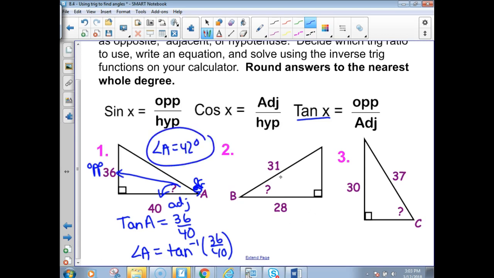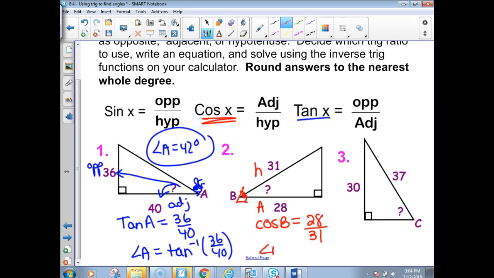Okay, the next one, a little different. The question mark is by the angle B. So now I'm looking from angle B, and I say, well, the side opposite is blank. The hypotenuse is 31, and the side adjacent is 28. Adjacent and hypotenuse, I'm going to use the cosine. So I say the cosine of angle B, I don't know angle B yet, is adjacent 28 over 31.